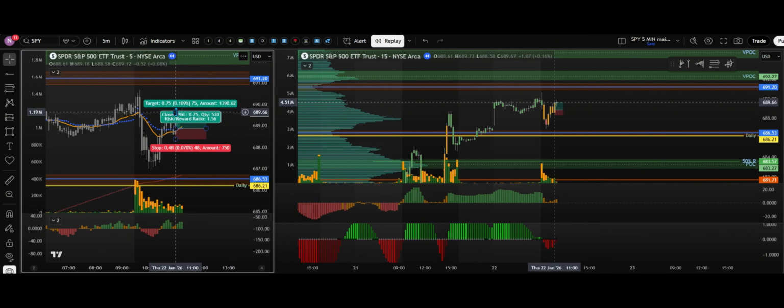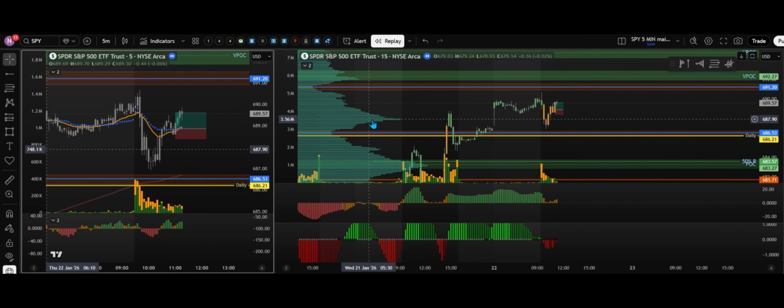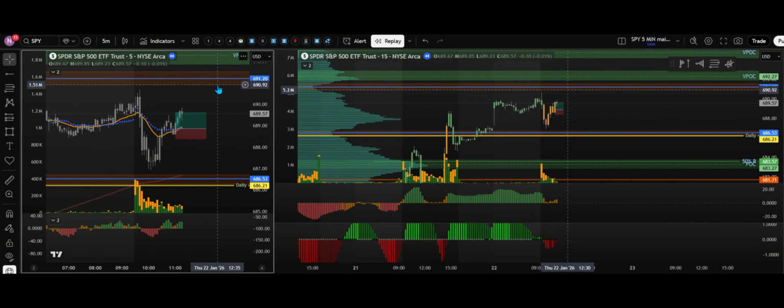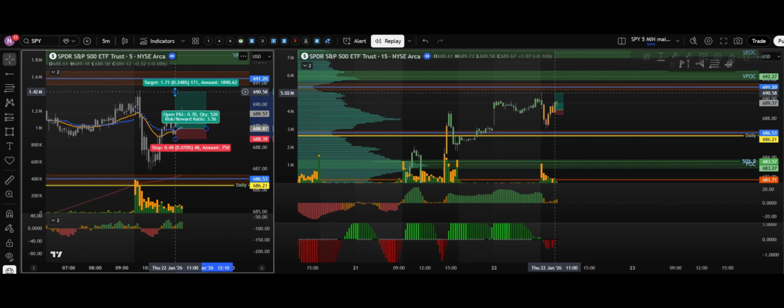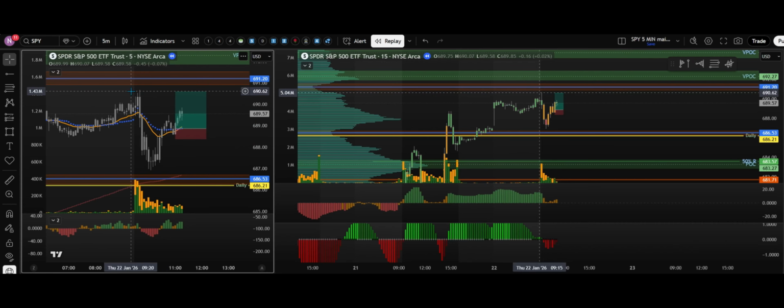Where would your profit be? Where are you targeting? Right? So we're above the point of control of this volume area. Clearly, we said that price is probably going to retest this low volume node up here. I'm going to go ahead and set my target for probably where it failed from before. There could be some sellers still there, but we know that price is ultimately trying to test this level right here.